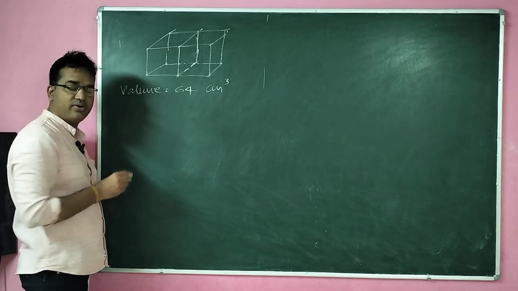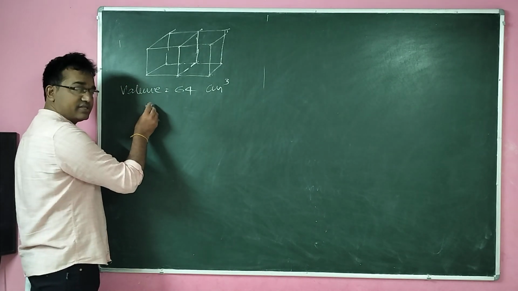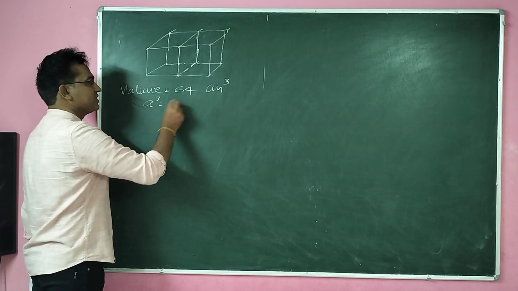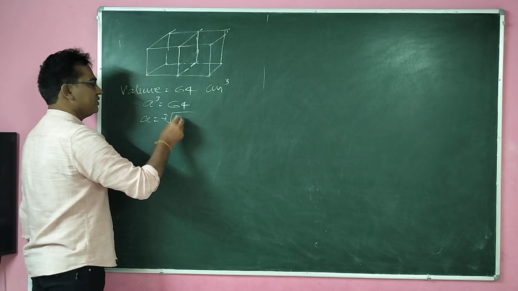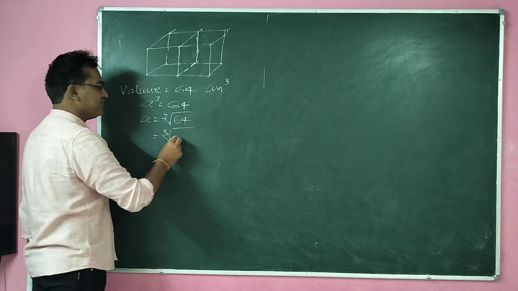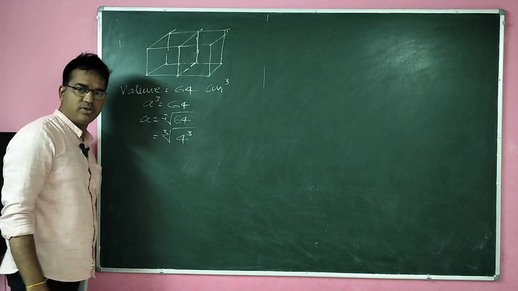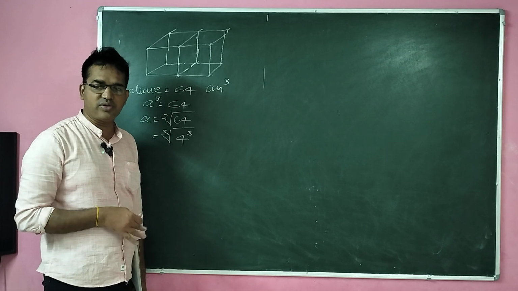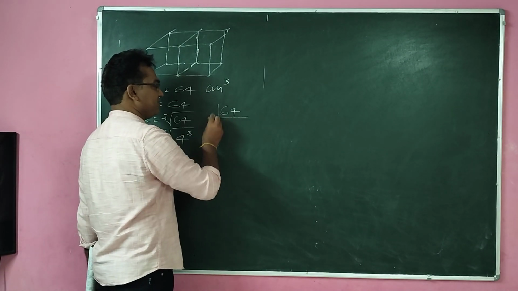Volume of cube formula you know: volume of cube is A cube. A cube equals 64. So A equals cube root of 64. Cube root of 64 means you can write 4 cube. Assume that you don't know 64 is 4 cube. You go for the division, factors.